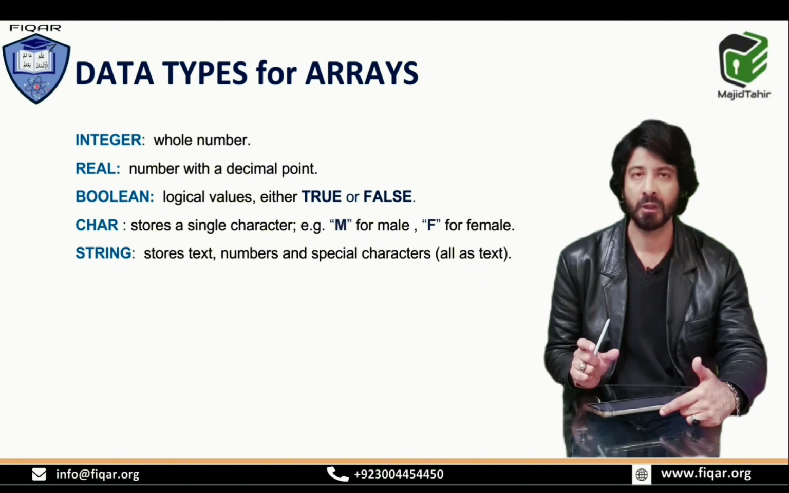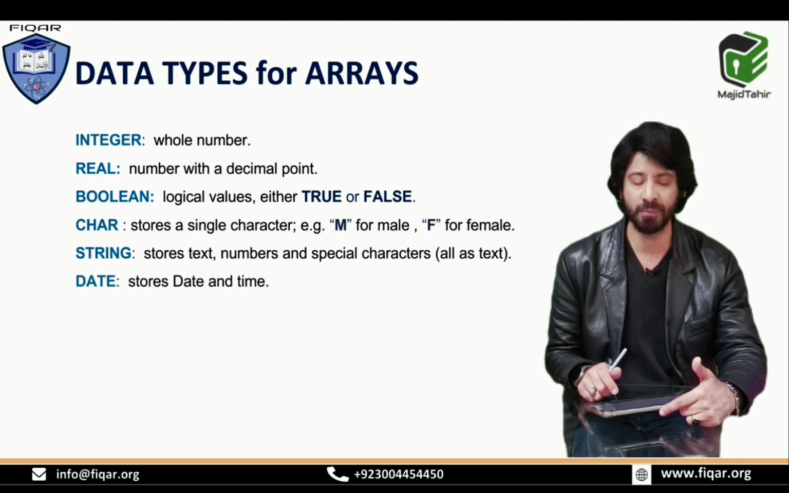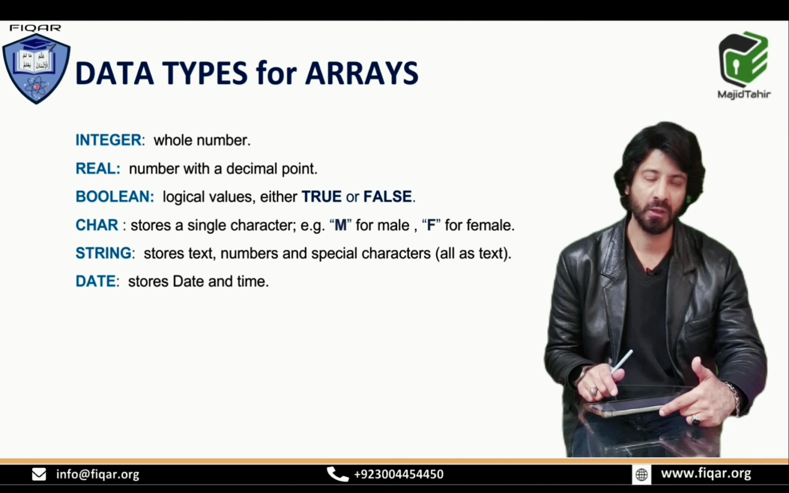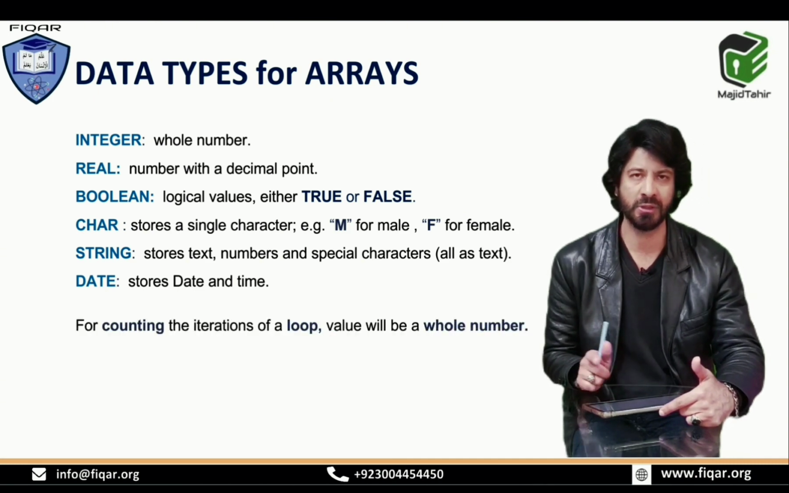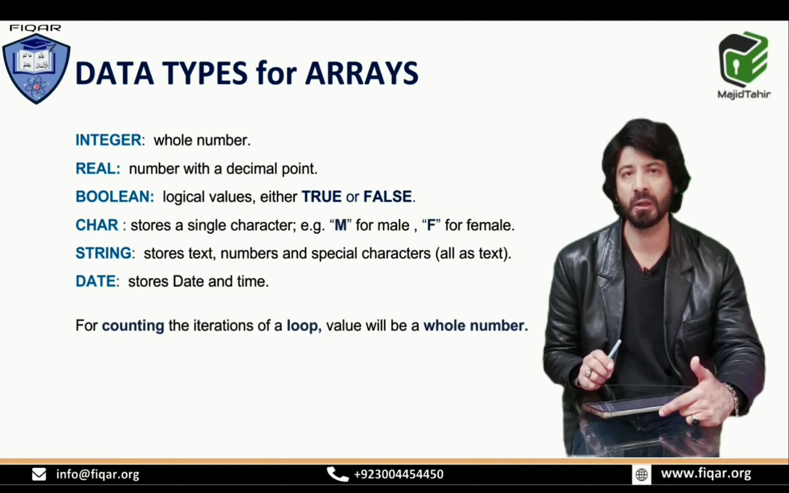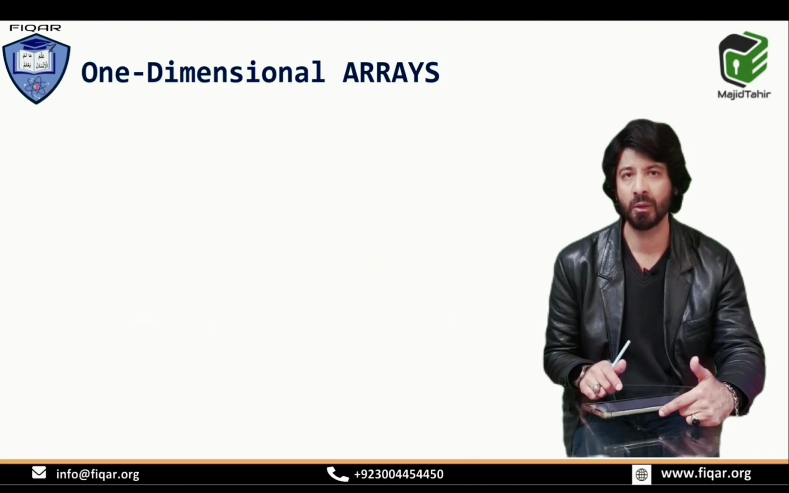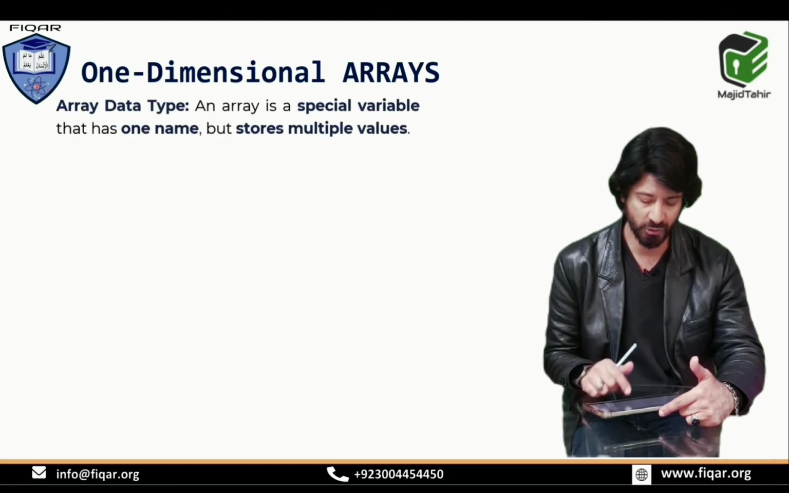If you store numbers as a string data type, you will not be able to apply mathematical operations on that string, even if it stores numbers. Date can be used to store dates, for example, date of birth or date of joining. If we are using a loop and counting in the loop, we have to store the variable count as a whole number, which is going to be integer.